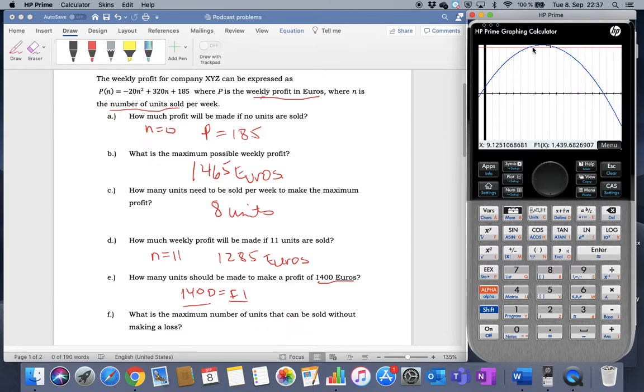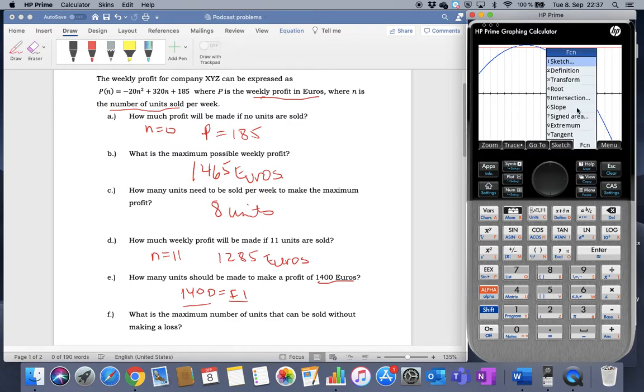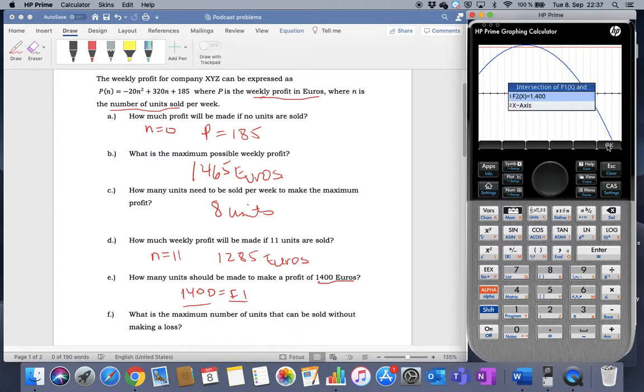So if you look way up here at the top, this red line right here is where 1400 is, and you can see that there are 2 places where we can make a profit of 1400. So let's find both those. Or do we really need to find both of those? Actually, this is where we're making fewer units for the same profit as right here where we're making more units. So we really need to only find this right here where we're making fewer units for the same profit. So let's go to Menu, Function, Intersection, and you can see right here that the intersection is 1400 and 6.19.